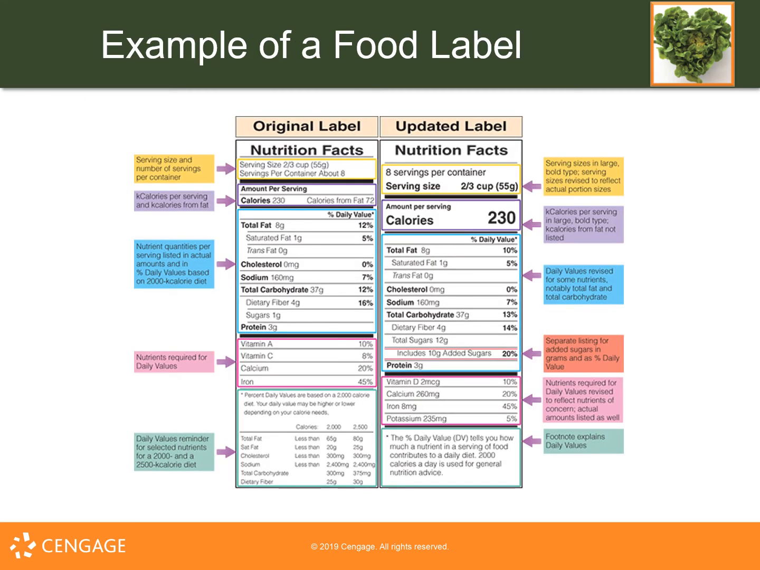Example of a food label. So this is a comparison. You see on the left, it's the original label, and then on the right, it's the updated label. Serving sizes were adjusted to what people are actually eating. Servings and calories are now bolder and bigger. And you also have a separate listing for added sugar.